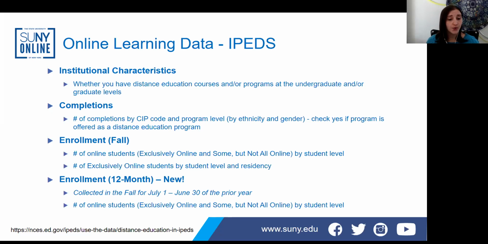And new is a 12-month report. So this will include data for the whole year rather than just the fall. So it's going to be on a July 1st to June 30th cycle of the prior year.